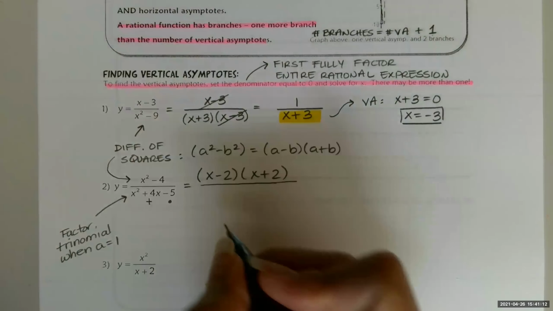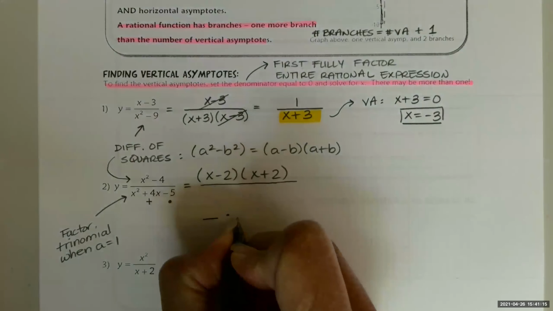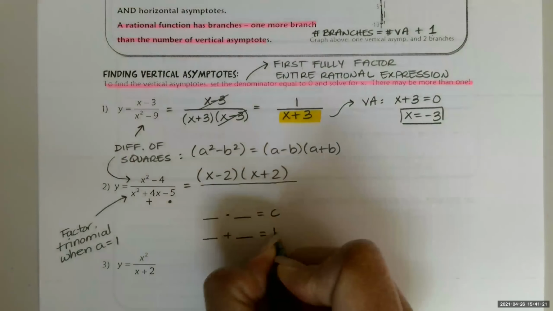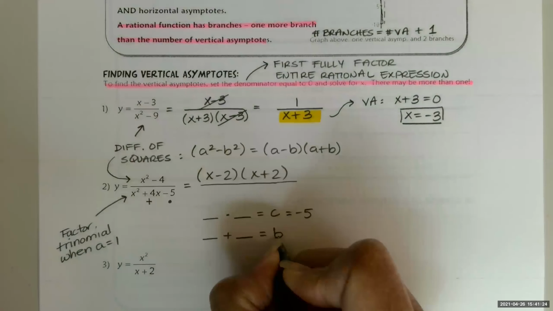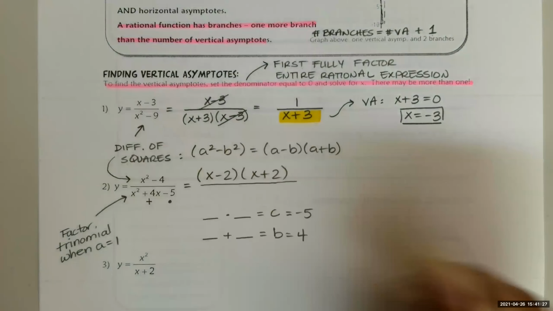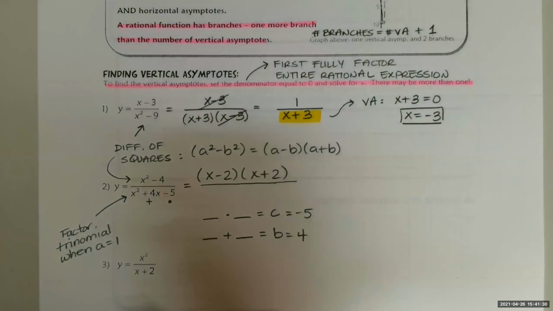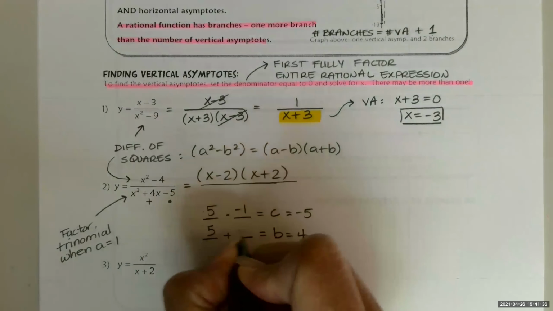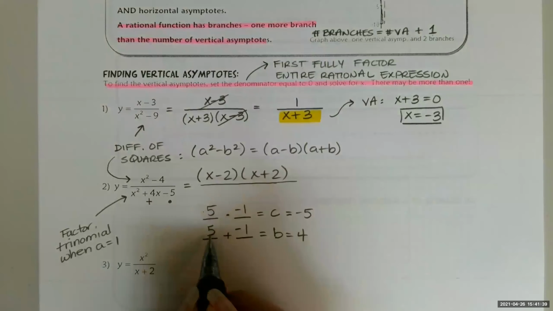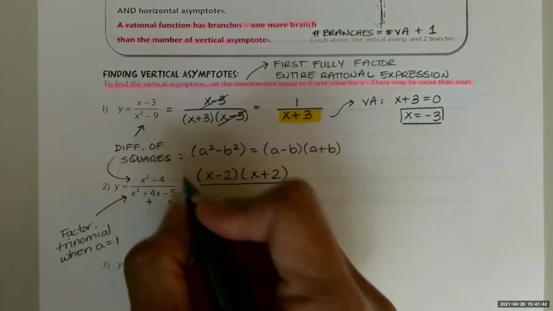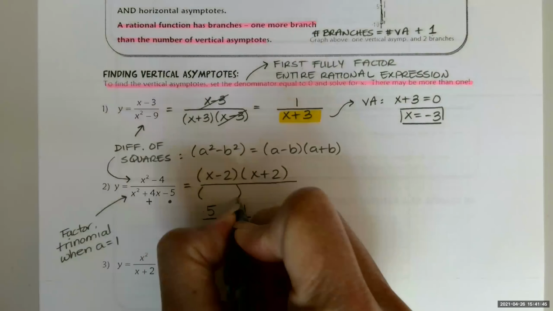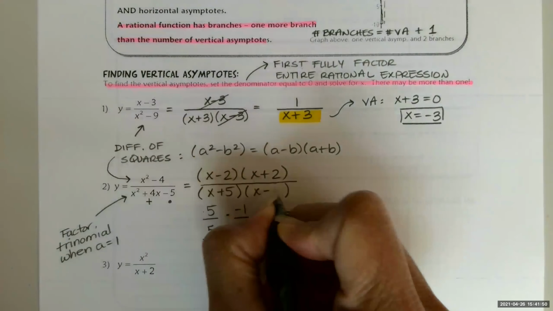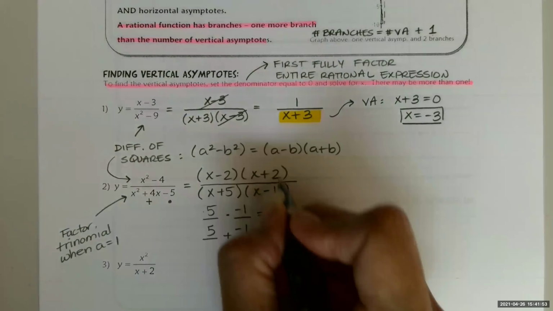So a reminder in our notes, what we did was what times what gives me the c value of my problem, and what plus what gave me the b value of my problem. C in this case is our -5, b in our case is a 4. So the only numbers that would satisfy both of these equations would be a +5 and a -1. Okay, 5 times -1 is indeed -5. 5 plus -1 indeed is 4. So what you will do is take the answers that you found, the 5 and the -1, and put it into your factors.